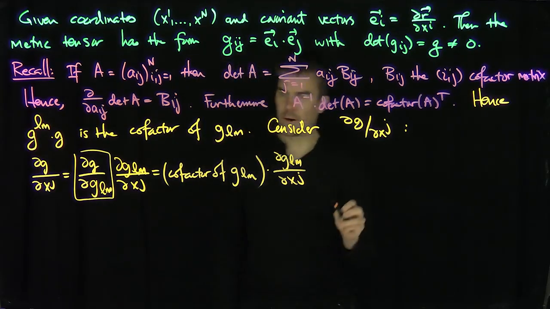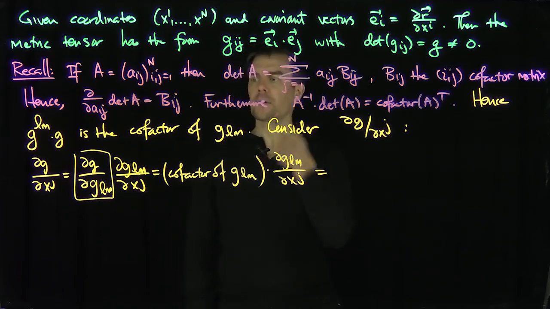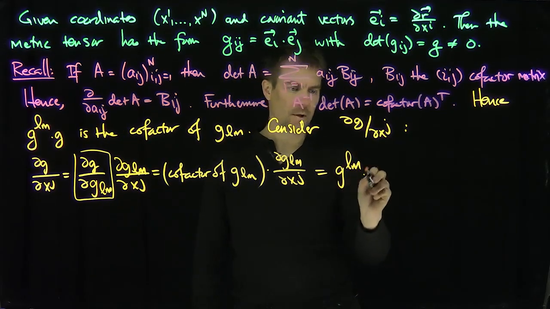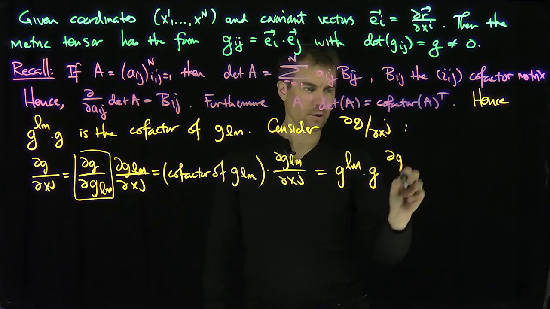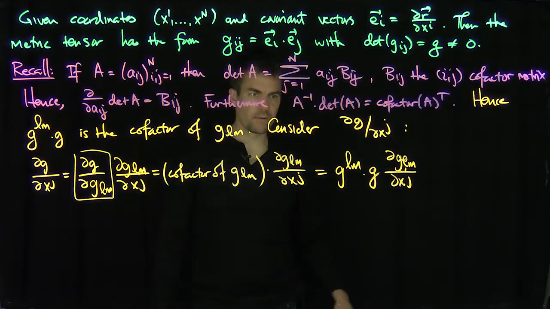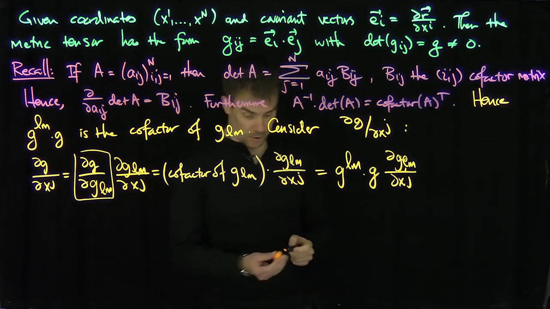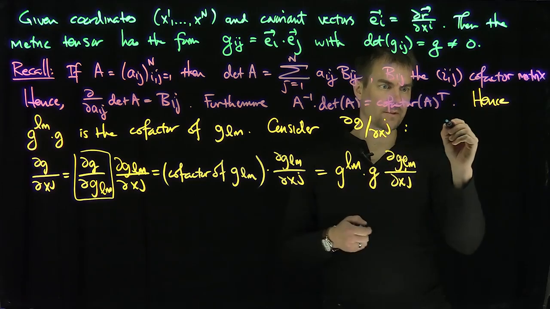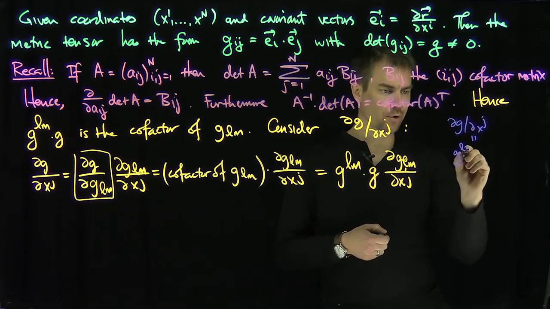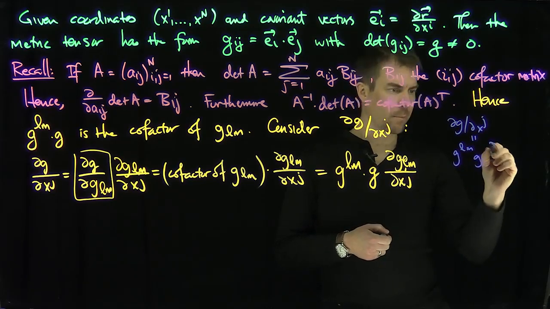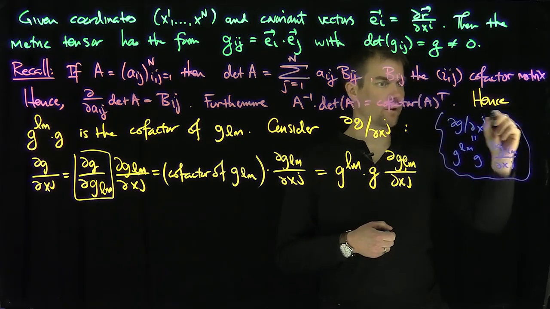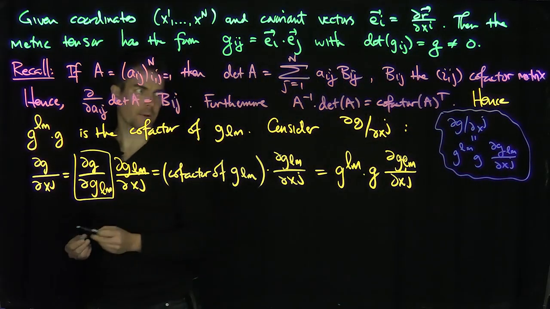Excellent. Now we fill in what the cofactor is. We just found it, right? The cofactor of this is just g^lm times g. So this is g^lm times g times partial g_lm, partial x_j. Beautiful. So I have a derivative formula. It's a beautiful formula in and of itself: partial g, partial x_j is going to be g times g^lm, tracing over l and m, and then partial g_lm over x_j. So you get a nice little formula for the derivative of the determinant of the metric tensor, okay?